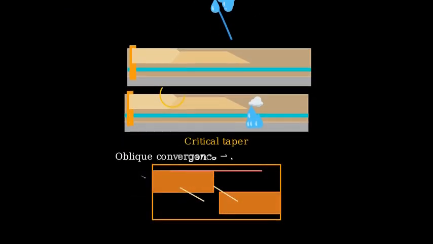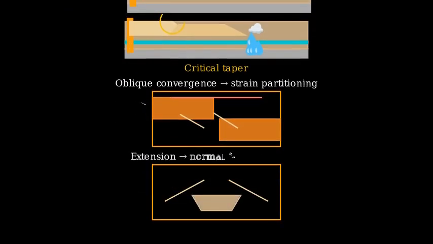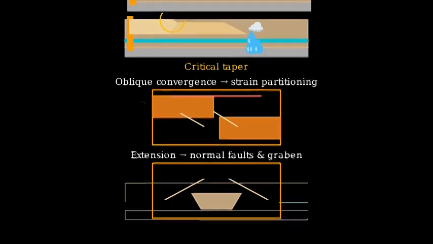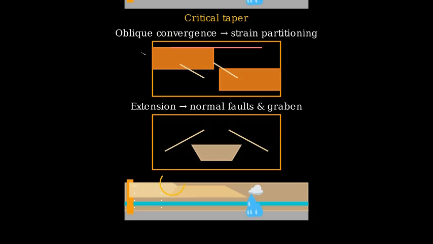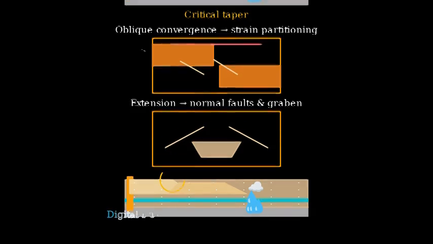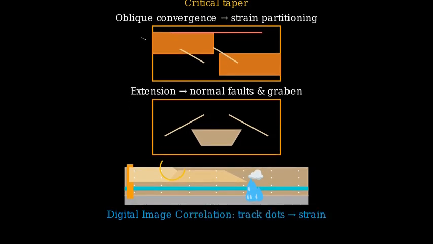We can also study oblique convergence and extension, where strike-slip partitioning and rift grabens emerge naturally. Modern labs use digital image correlation. A grid or speckles are tracked to quantify strain and slip.